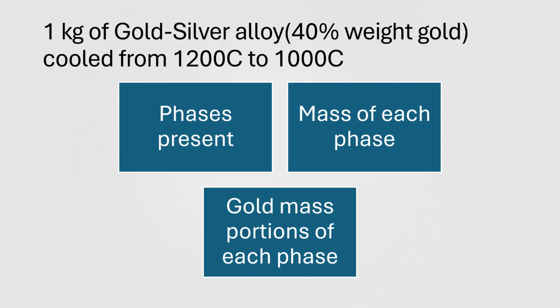Now we're given 1 kilogram of this gold-silver alloy that is 40% weight gold. We're going to cool it from 1200 degrees Celsius to 1000 degrees Celsius, and we are going to examine the phases that are present, the mass of each phase, and the gold mass portions of each phase.